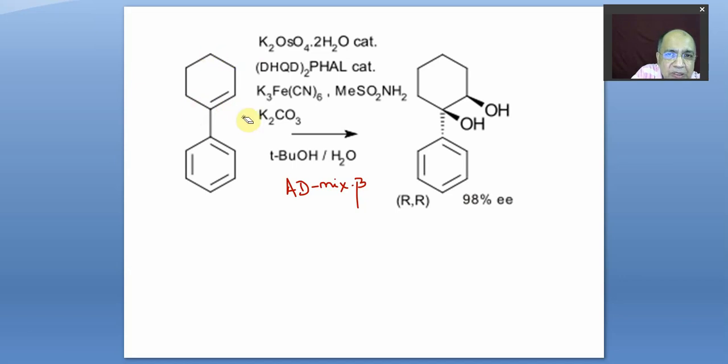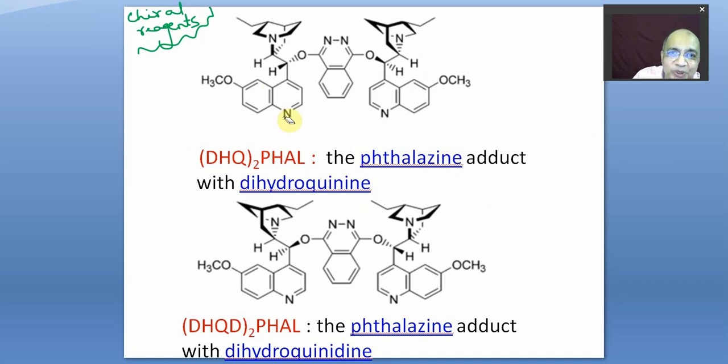Since this doesn't have any stereo identity, let us not use it, and there is 2% formation of the other enantiomer, so let us call it highly stereoselective. And just for fun, I have shown you this DHQ whole 2 PAL, that is phthalazine. This is phthalazine with dihydroquinine, and this is phthalazine with dihydroquinidine.